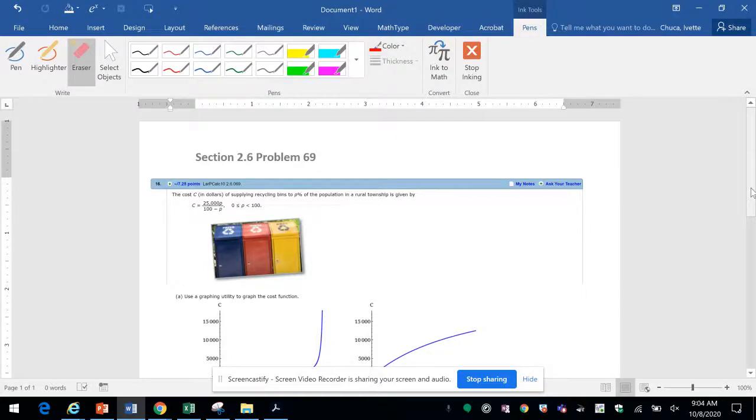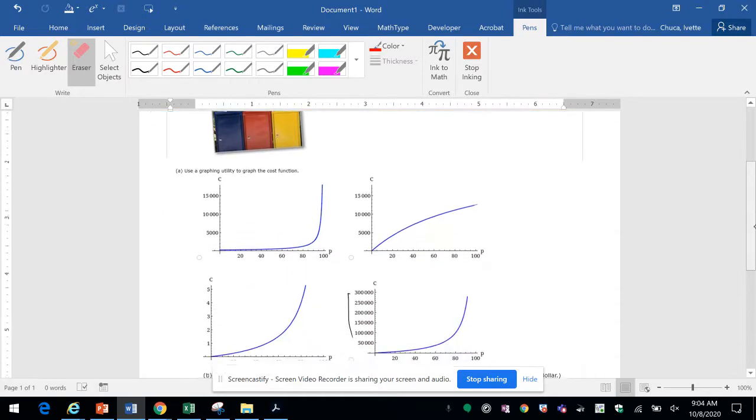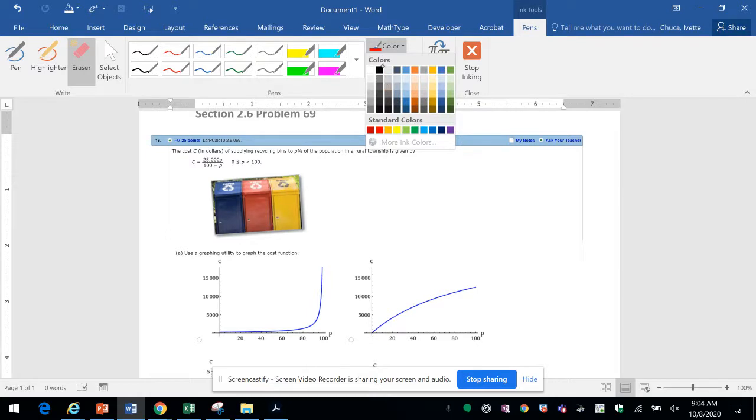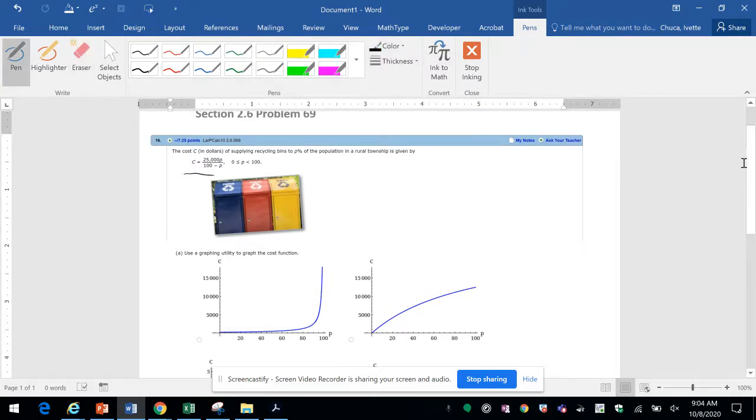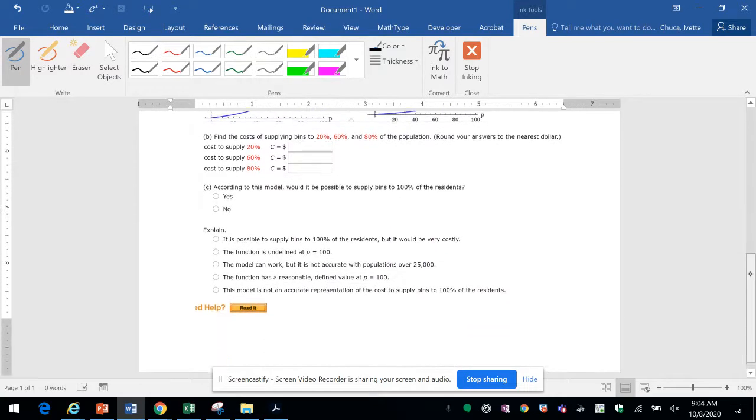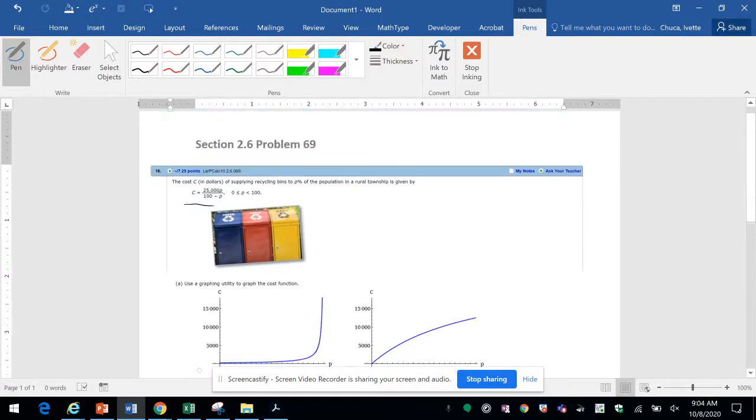Okay, this is section 2.6, problem 69. Our goal for this problem is to select the graph that represents this function right here. Then after that, we can figure out what the cost is for these three values and then answer those two questions. So for letter A, it does say to use a graphing utility to graph out the cost functions.